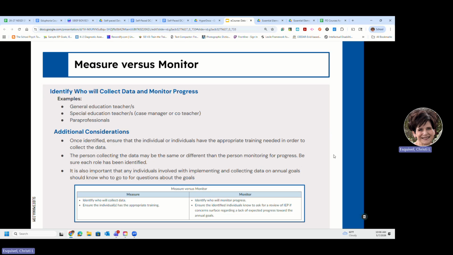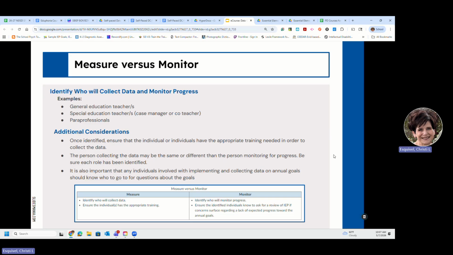Another consideration is to identify who will collect the data on the annual goals and short-term objectives or benchmarks. Some examples include a general education teacher or teachers, a special education teacher, either the case manager or the SPED staff providing the support, or a paraprofessional. Once identified, we must ensure that the individual or individuals have the appropriate training needed in order to collect the data. The person collecting the data may be the same or different than the person monitoring for progress. Be sure each role has been identified.